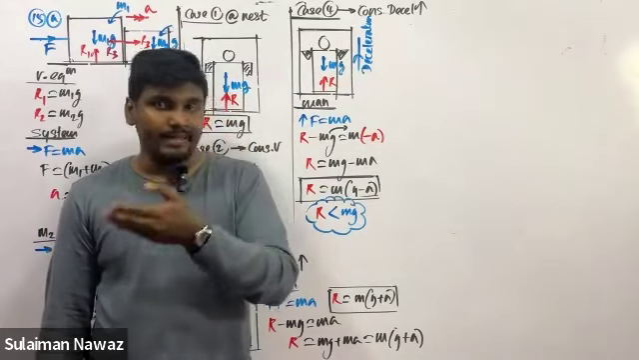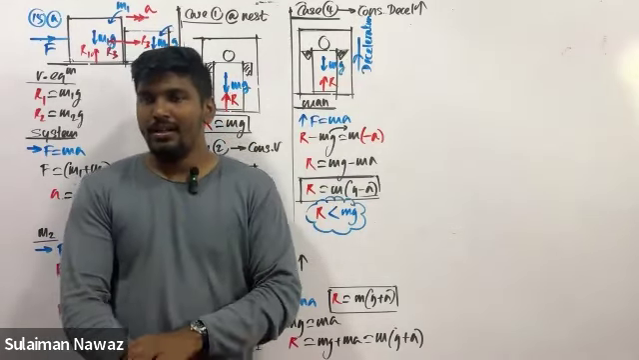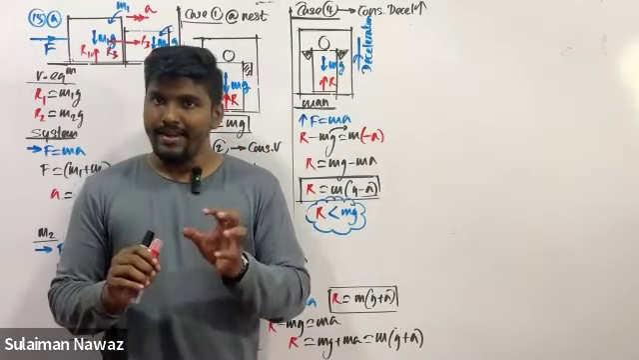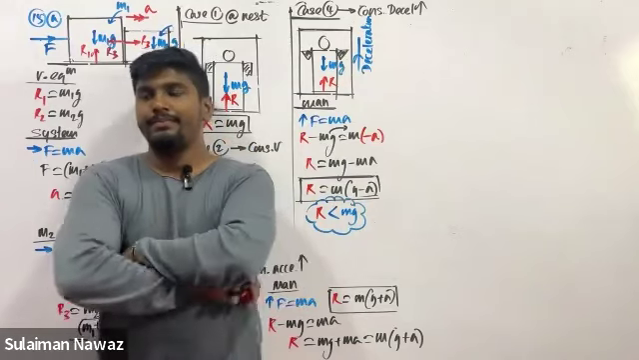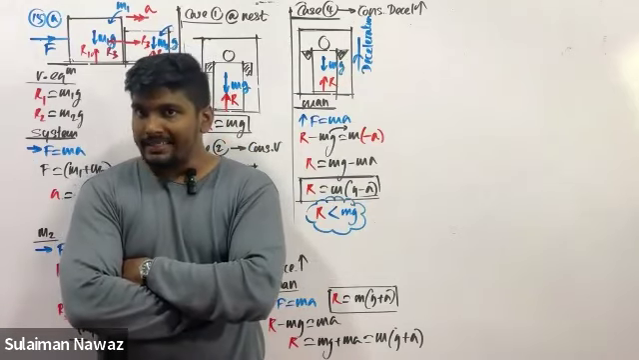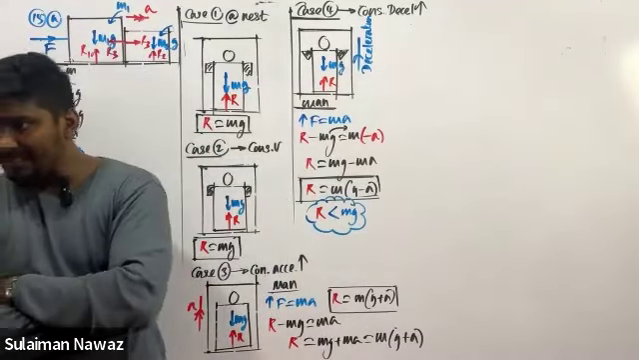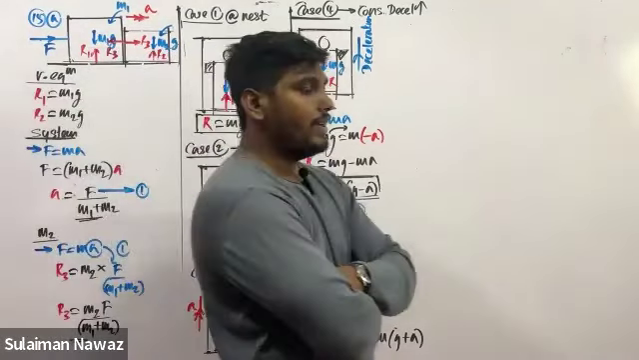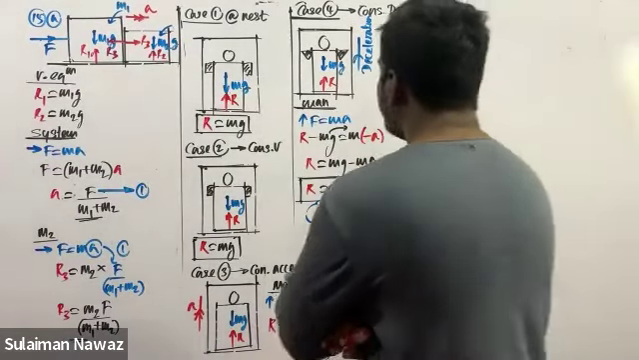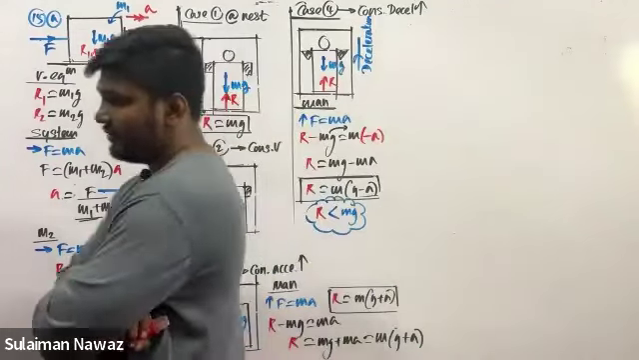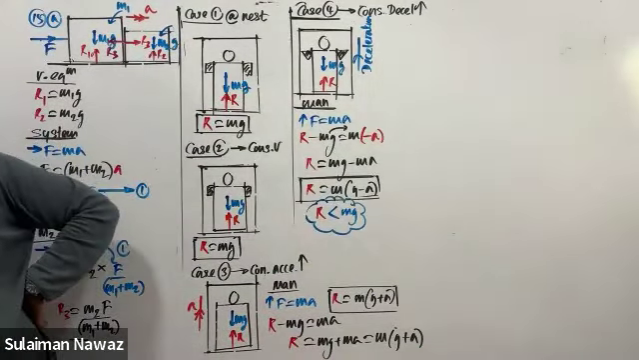Now, cases 5 and 6. Case 5, write down: when the lift moves under constant acceleration in the downward direction.